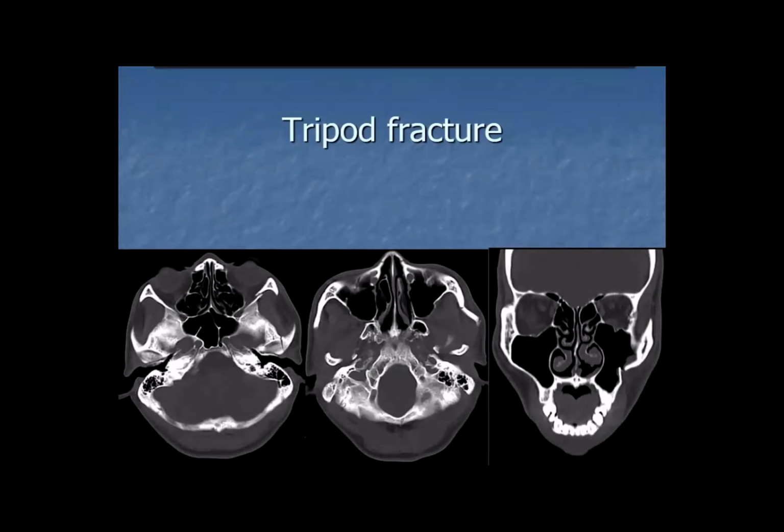A tripod fracture is usually a result of blunt force to the cheek, and is another relatively common facial fracture. This fracture involves the separation of the zygoma from the remainder of the face by the separation of the frontozygomatic suture, fracture of the floor of the orbit, zygomatic arch fracture, and fracture of the lateral wall of the maxillary sinus.